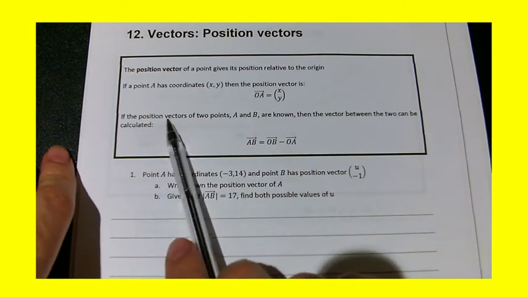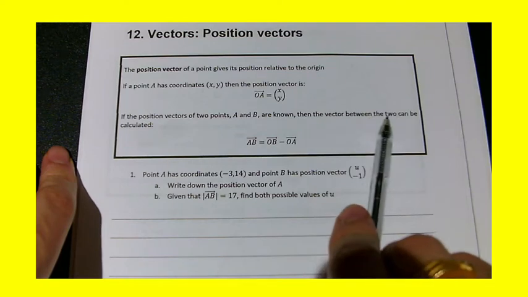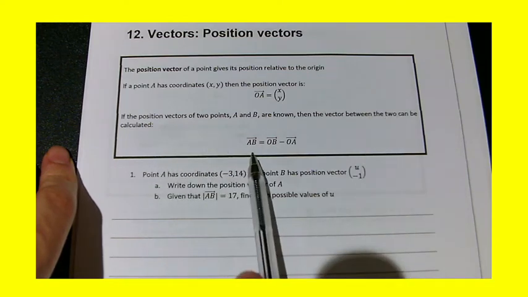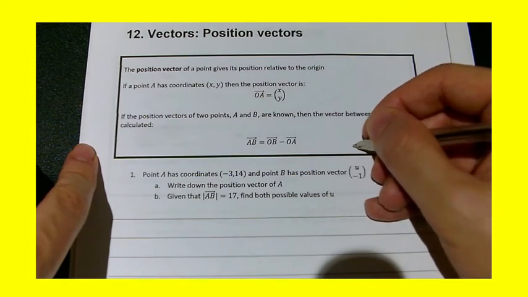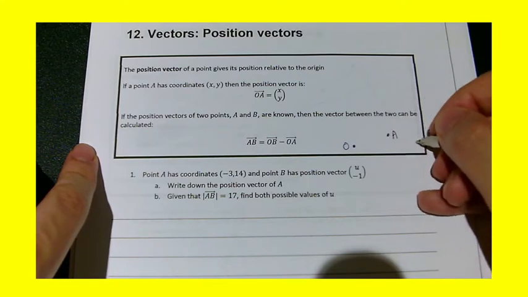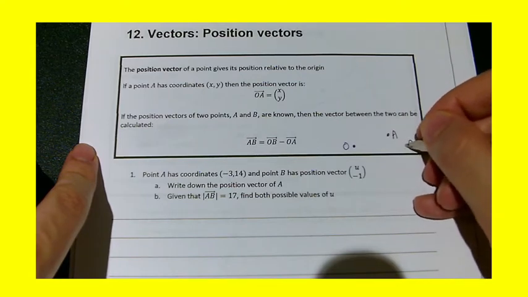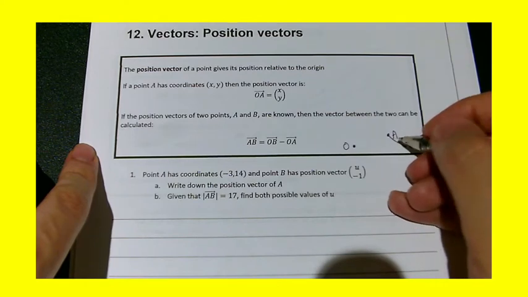Okay. Now if you've got the position vectors of 2 points A and B, then the vector between the two can be calculated as such: AB equals OB minus OA. So let's have a think about that. So if you've got the origin, and you've got point A, and you've got point B, and you want to find the vector A to B.